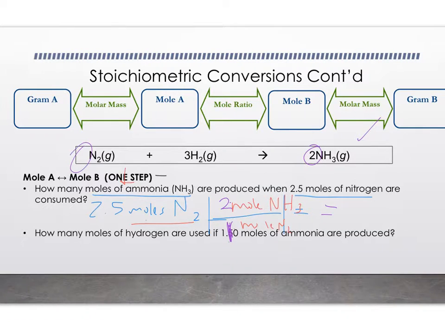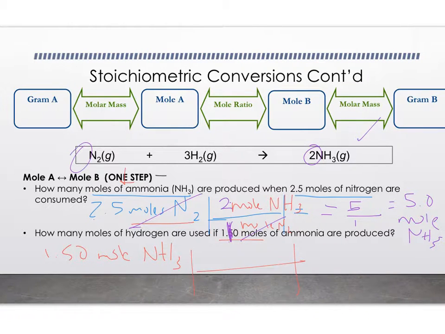Okay, so once we put in our conversion bracket, I'm at moles of ammonia. Now I'll multiply everything across. 2.5 times 2, that is 5 over 1, which you end up with 5.0 moles of NH3. Okay. The second question is asking us how many moles of hydrogen are used if 1.50 moles of ammonia are produced. Okay, so 1.50 moles of ammonia was our given.